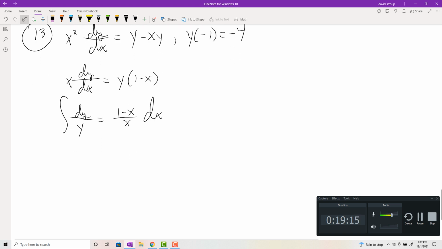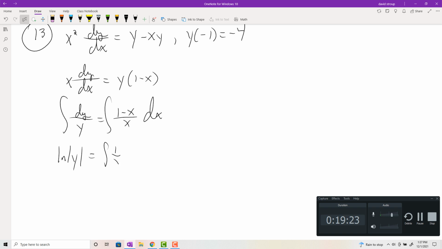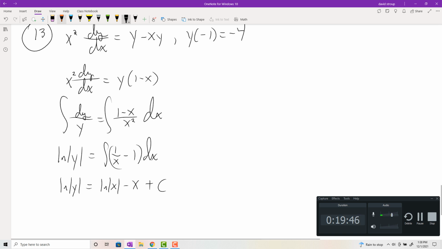Okay. Then I need to integrate, and you see I get ln absolute value of y on the left, and on the right, you're going to want to rewrite it. And then you'll have ln absolute value of y equals ln absolute value of x minus x plus c. Whoops, I copied the problem wrong. It should be x squared. So I screwed that up. Sorry about that. I didn't copy it wrong, I just lost the square.